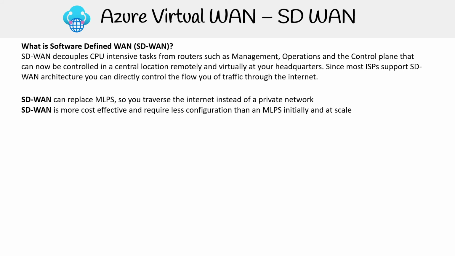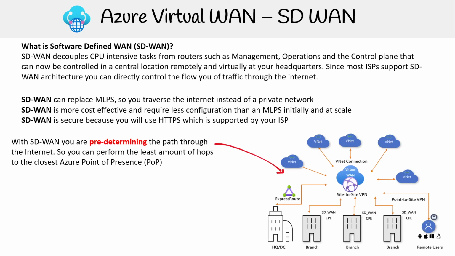SD-WAN is more cost effective and requires less configuration than an MPLS initially and at scale. SD-WAN is secure because it will be using HTTPS, which is supported by your ISP. And with SD-WAN, you are predetermining the path through the internet so you can perform the least amount of hops to the closest Azure point of presence. So it's like getting the best of MPLS, but you're getting to use the internet. And also because Azure has those nearby POPs, it's a winning combination.